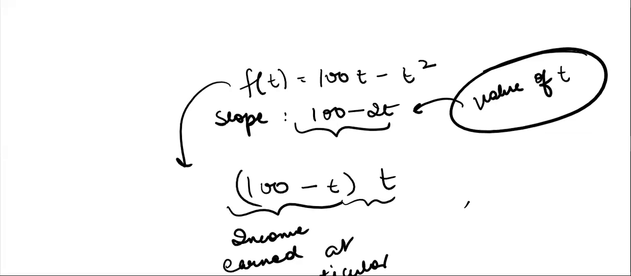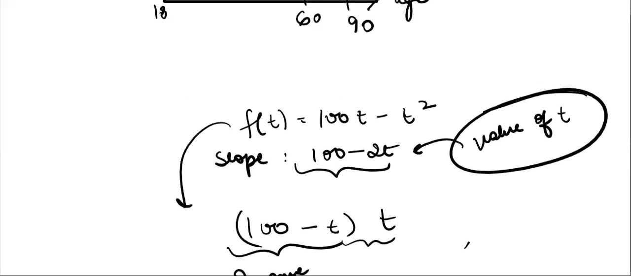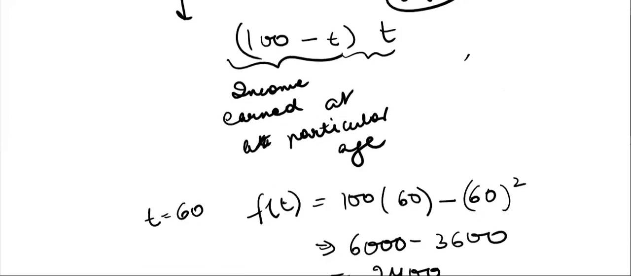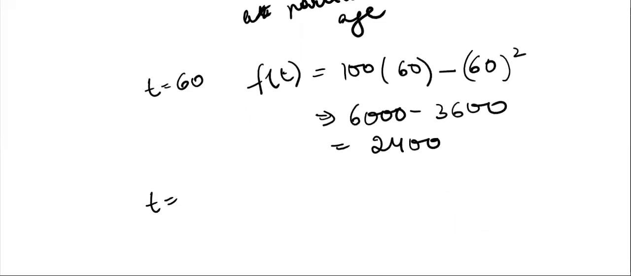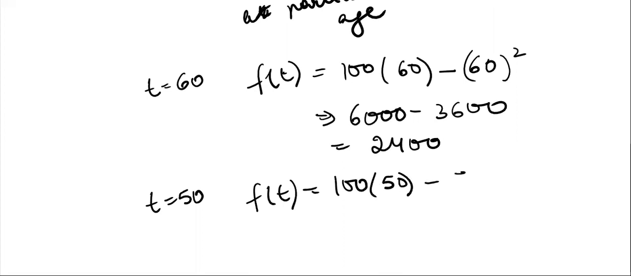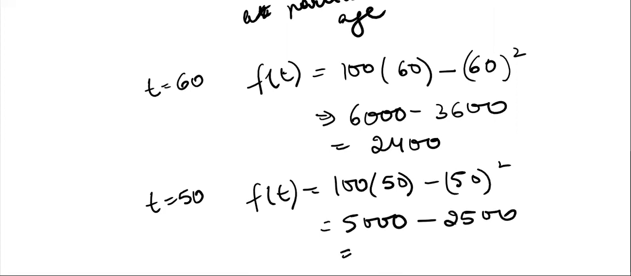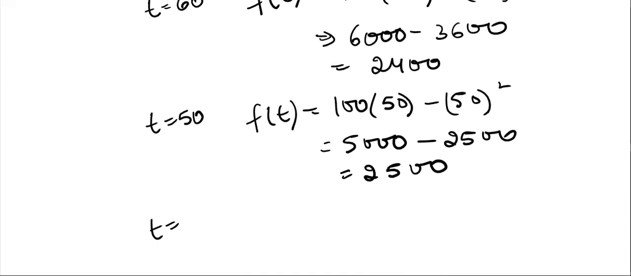When is this maximum? How do you maximize a function? You differentiate and equate it to 0. So where t is 50, you have maximum income. So put t equal to 50. When t is 50, f of t will be 100 into 50 minus 50 whole square. This would be 5,000 minus 2,500. This would be 2,500.